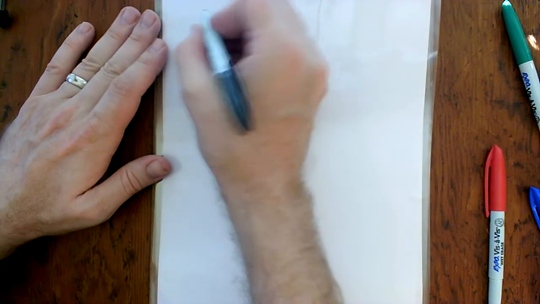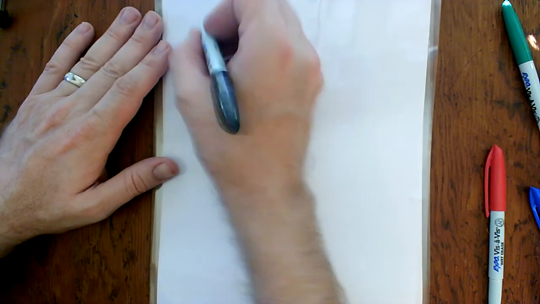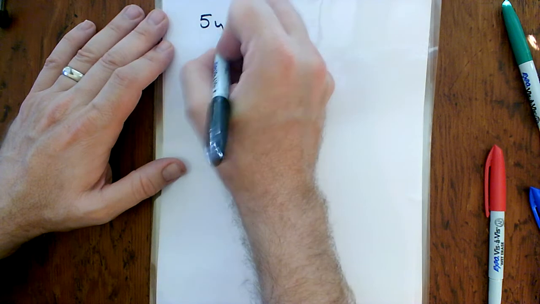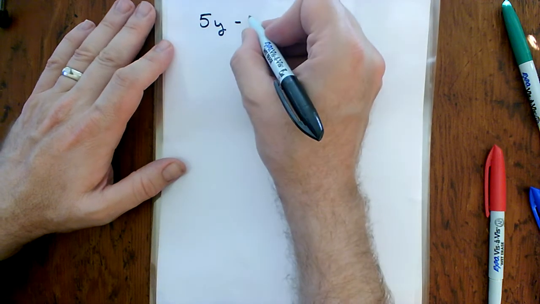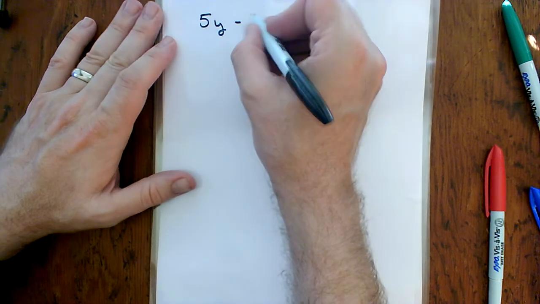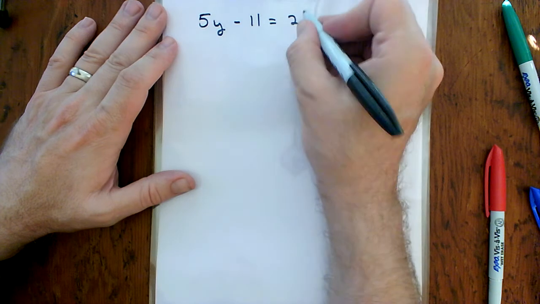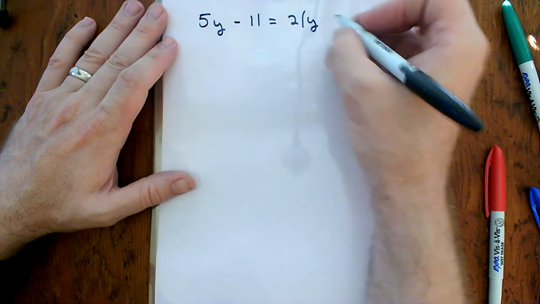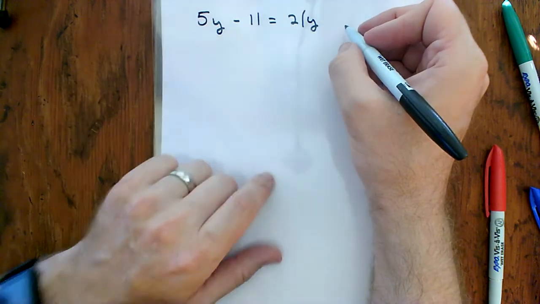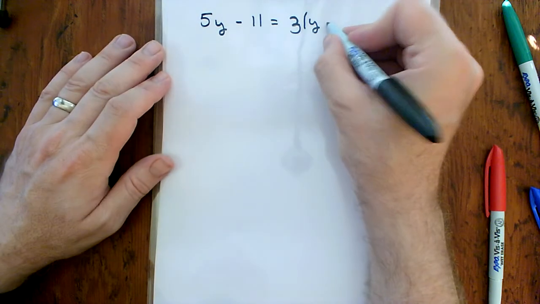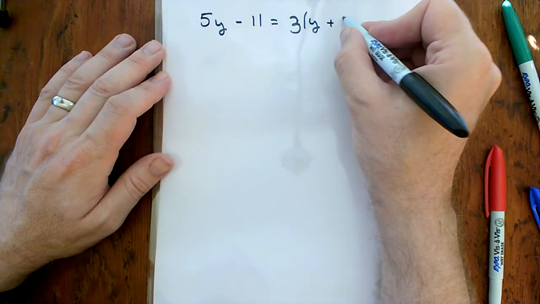For example, let's try something like, I'm going to do 5y minus 11 is equal to, oops, sorry, didn't want to do 2, I wanted to do 3, 3 times y plus 6.